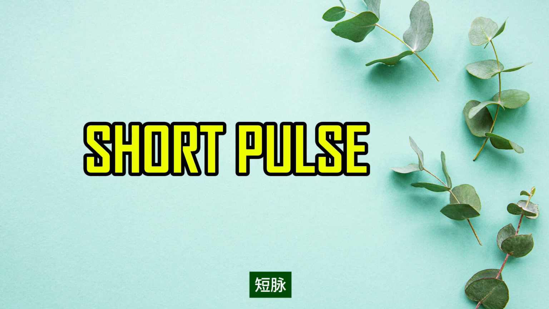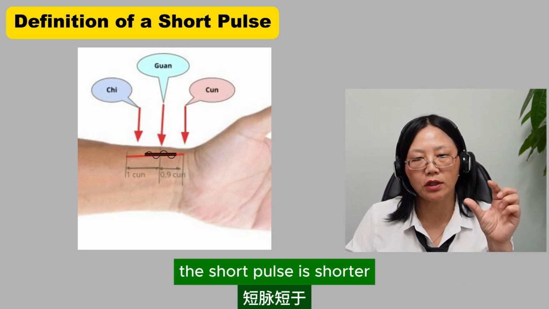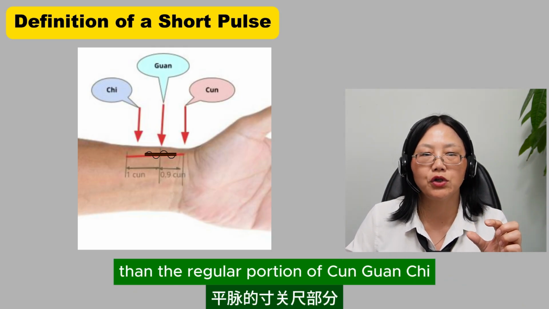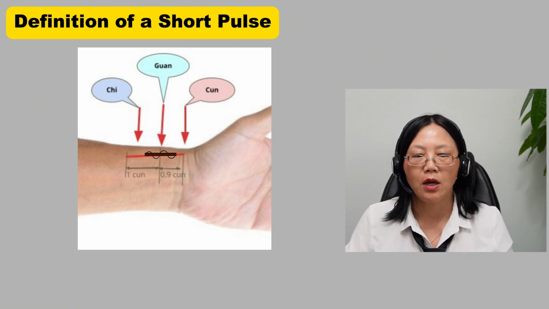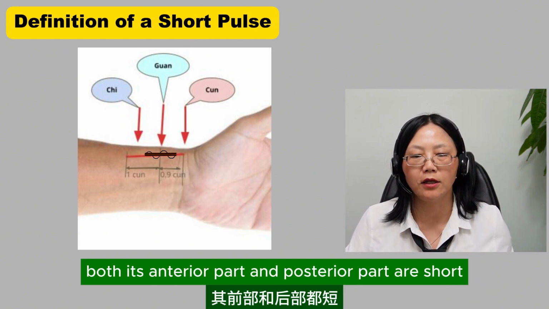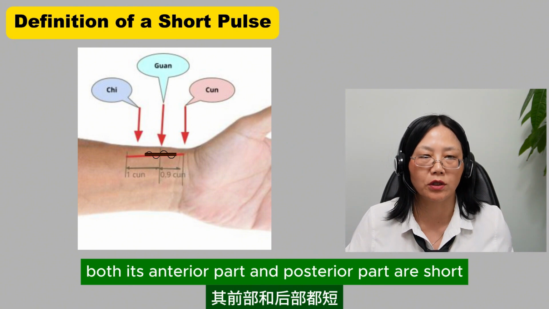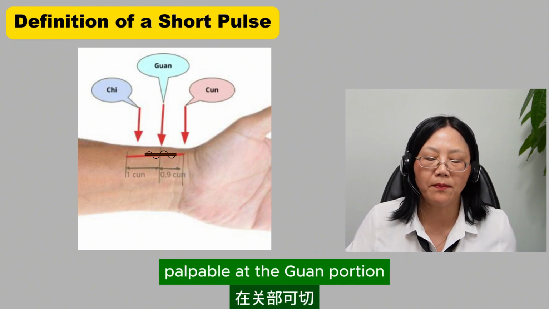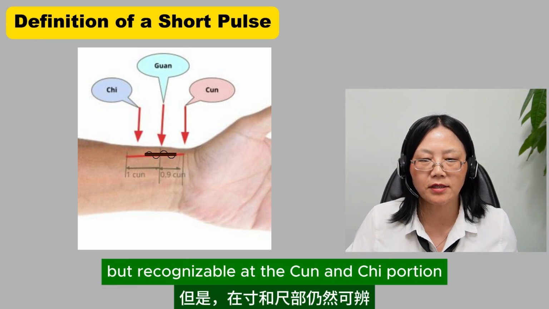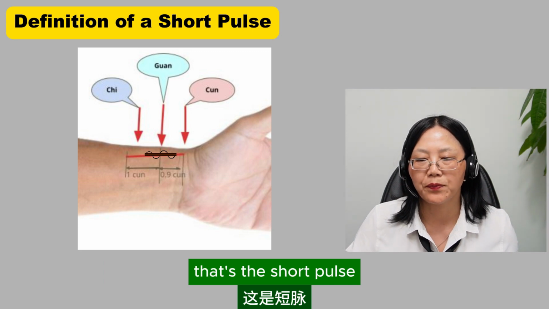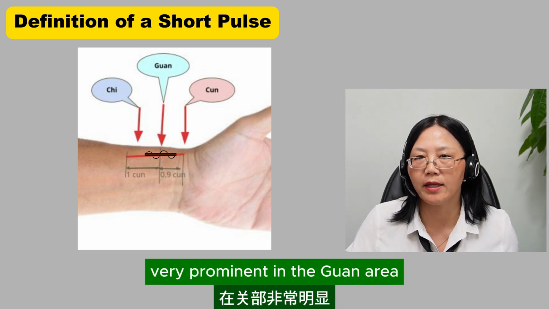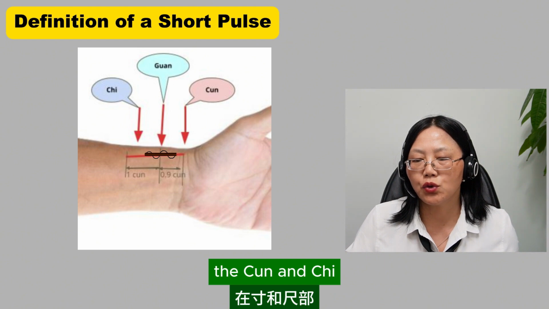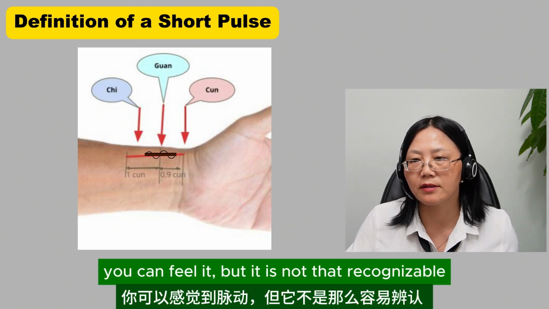Short pulse. The short pulse is shorter than the regular portion of Chun Guan Chi. Both its anterior part and posterior part are short, and the pulse is only palpable at the Guan portion, but barely recognizable at the Chun and the Chi portions. That's the short pulse. Very prominent in the Guan area. The Chun and the Chi, you can feel it, but it is not that recognizable.